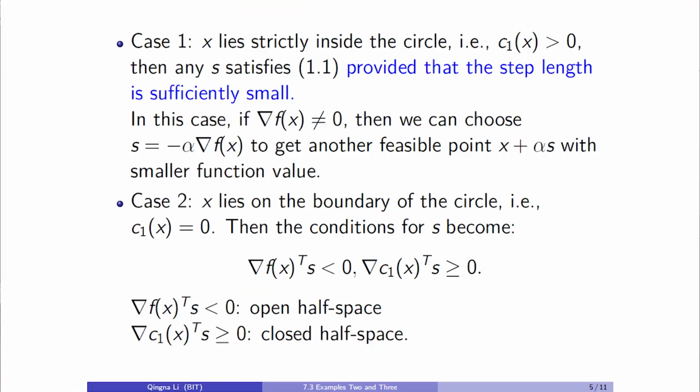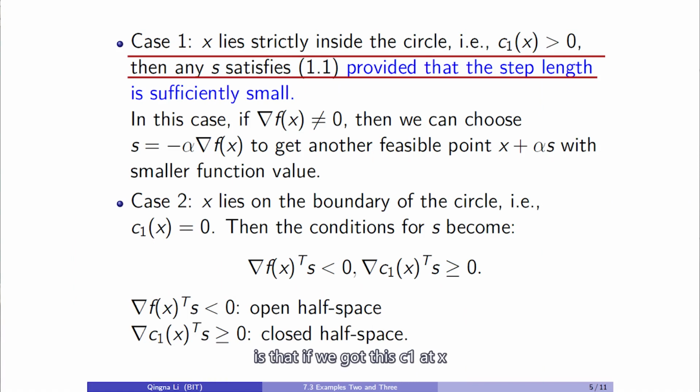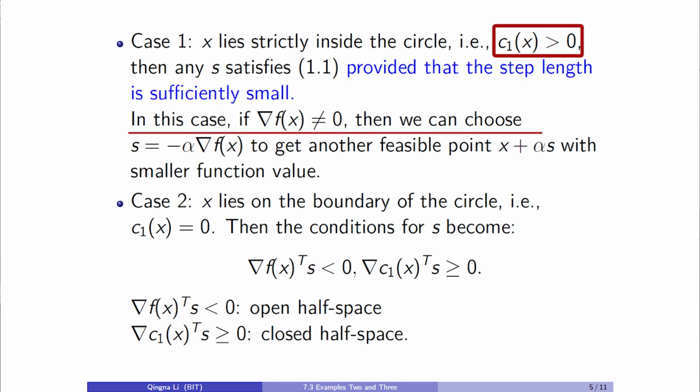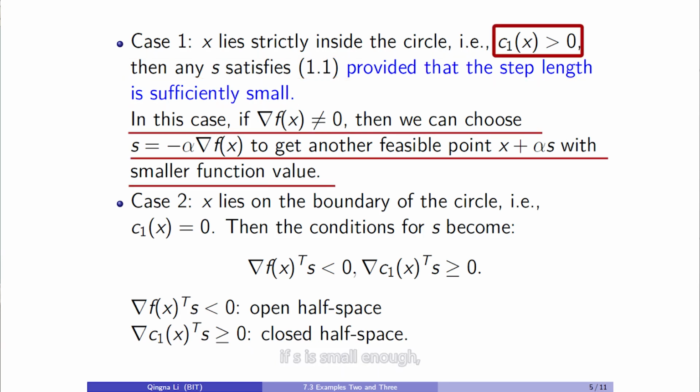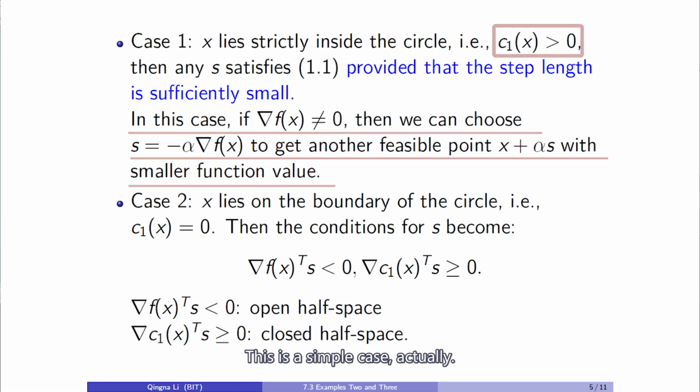In the first case, we have c1 at x strictly greater than 0, meaning that this point lies strictly inside of the feasible region. In this case, if s is small enough, then we can always maintain feasibility. In other words, s can be any direction as long as it is small enough. So this is a simple case, actually.